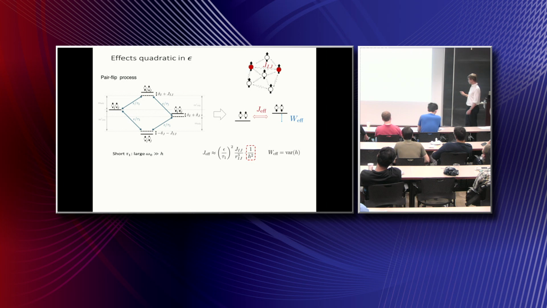It turns out that there are two regimes which one can analyze. One of the regimes is when you have a short period, in other words, a large frequency, much larger than, for example, the random field that each spin feels. In this case, this perturbation theory is proportional to epsilon squared, but it is also inversely proportional to the disorder. Disorder corresponds to this h squared.